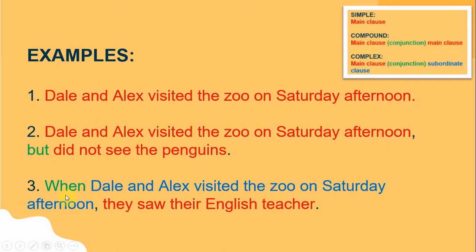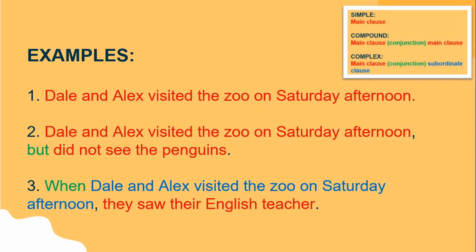In this one, when Dale and Alex visited the zoo on Saturday afternoon, they saw their English teacher. The main idea that can stand on its own is Dale and Alex saw their English teacher. Right? The fact that when they visited the zoo on Saturday afternoon is relying on the fact that they saw the English teacher. Because I can't walk into a room and say, when Dale and Alex visited the zoo on Saturday afternoon. That's an incomplete sentence. But I can walk into a classroom and say, Dale and Alex saw the English teacher. That makes sense. You get that, right?